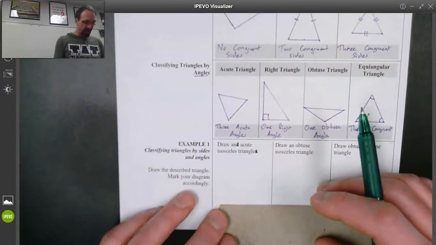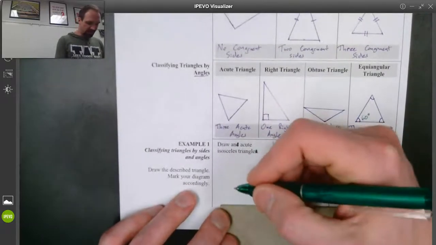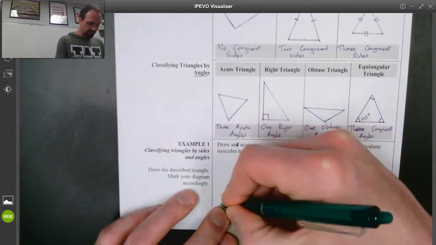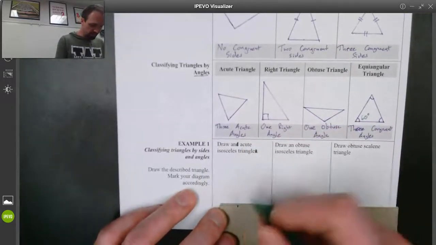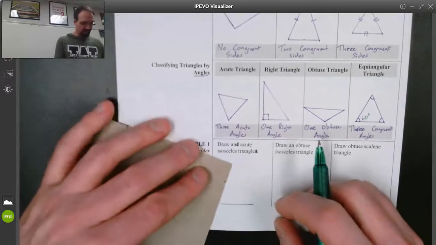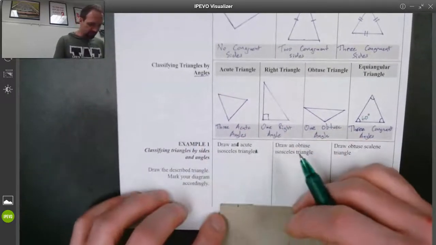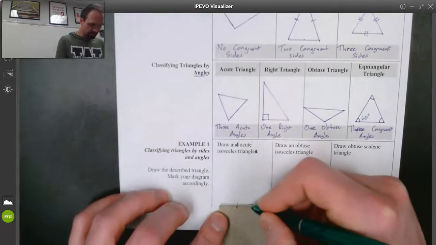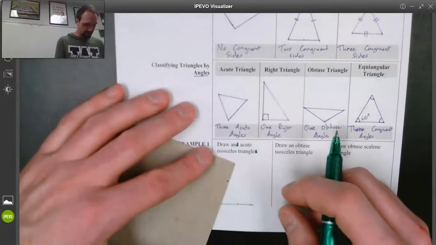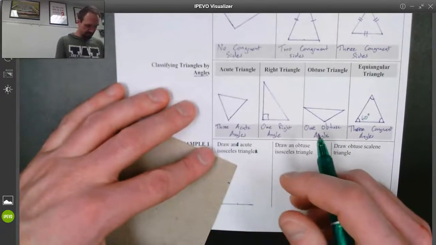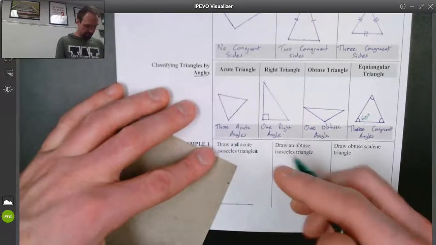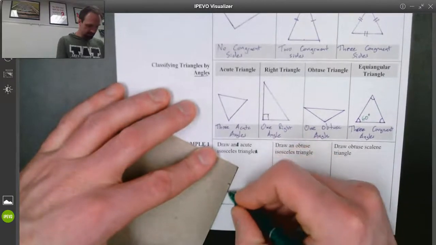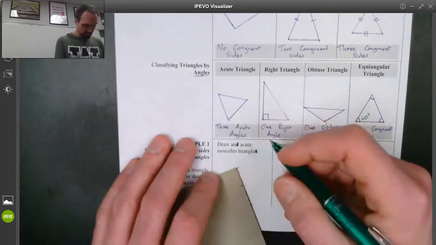So this is an isosceles triangle. So we want the isosceles part. So we want two of these measures, two of these segments to be the same. So I'm making it very similar to what we did earlier with this. So you will see here, I'm going to go like this, and then like this.